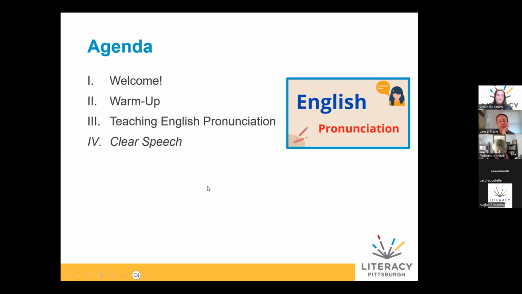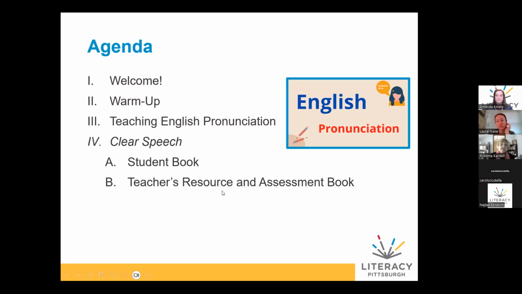And then we're going to specifically talk about a resource that we use here at Literacy Pittsburgh. I do not work for the company. I do not get paid by the publisher, but I found this to be an excellent book in presenting English pronunciation to higher level learners. The name of the book is Clear Speech. We'll talk a little bit about the student book, and then we'll also discuss the teacher's resource and assessment book that accompanies that student book.